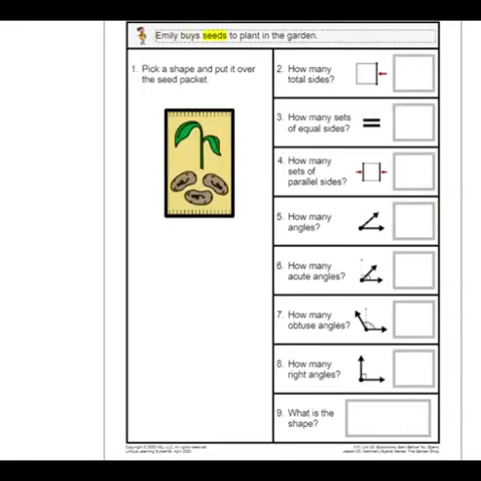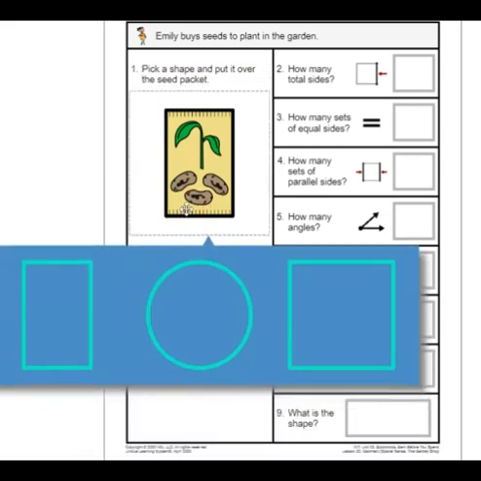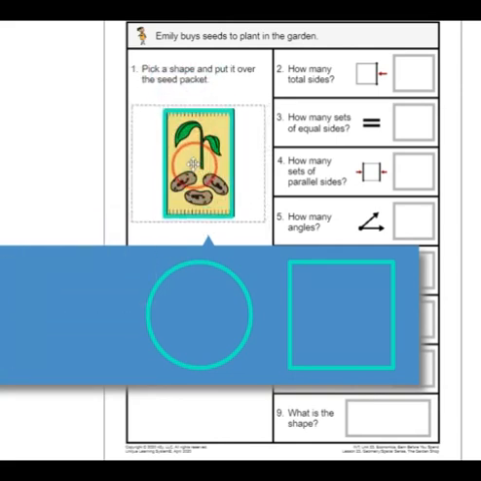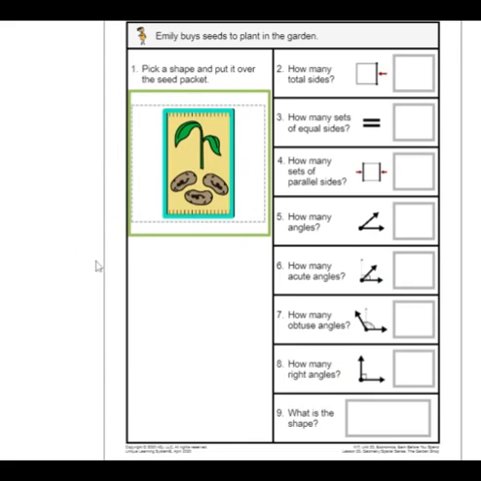Emily buys seeds to plant in the garden. Pick a shape and put it over the seed packet. Okay, so I'm going to look and see which one of these shapes I think fits over there. I look right here at my rectangle. Is that going to fit? It does. It's a rectangle. And it has how many total sides? 1, 2, 3, 4. I know a rectangle has 4 sides.